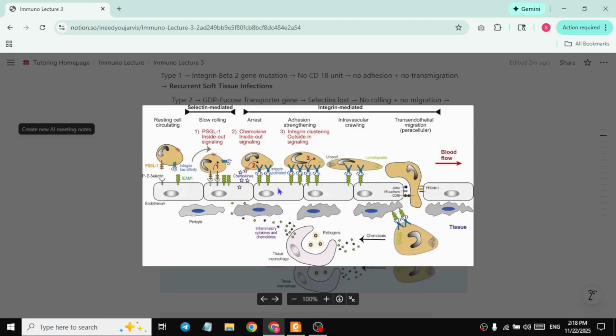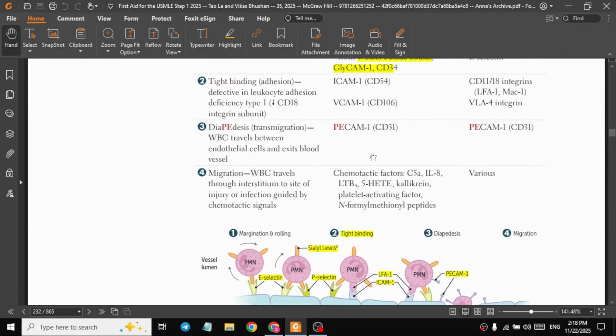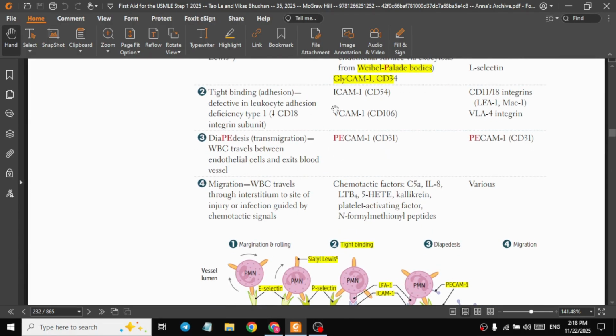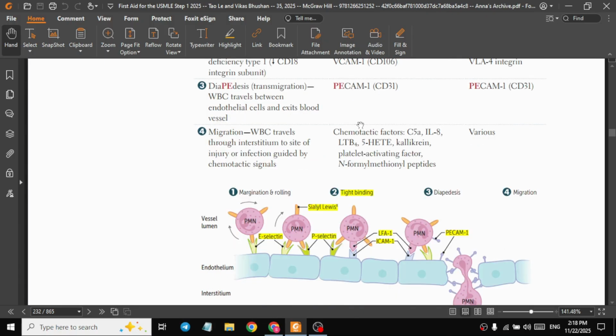So now the integrins have attached here, and now you go into adhesion. Adhesion means you have to bind enough to say that I'm ready to go inside the tissue. So adhesion and then crawling and then eventually migration. So let's look at all of this. We did the adhesion part, but now you come into diapedesis, which is transmigration, actually going into the tissue.